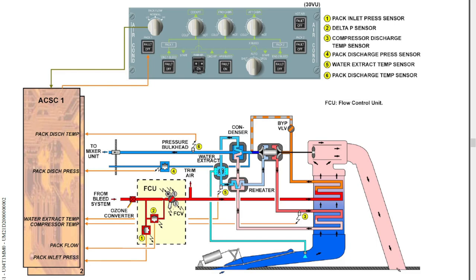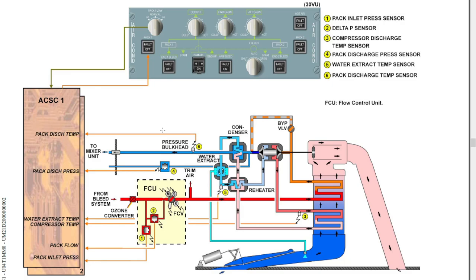So this on-off solenoid is controlled by this switch here. When it comes to pack 1, the pack 1 flow control unit's on-off solenoid is controlled by the pack 1 push button in the cockpit. So when you push it in, the OFF legend will go off, so this particular solenoid will get energized. Solenoid energized means the valve can open according to the demand, which is calculated by the related air conditioning system control computer.